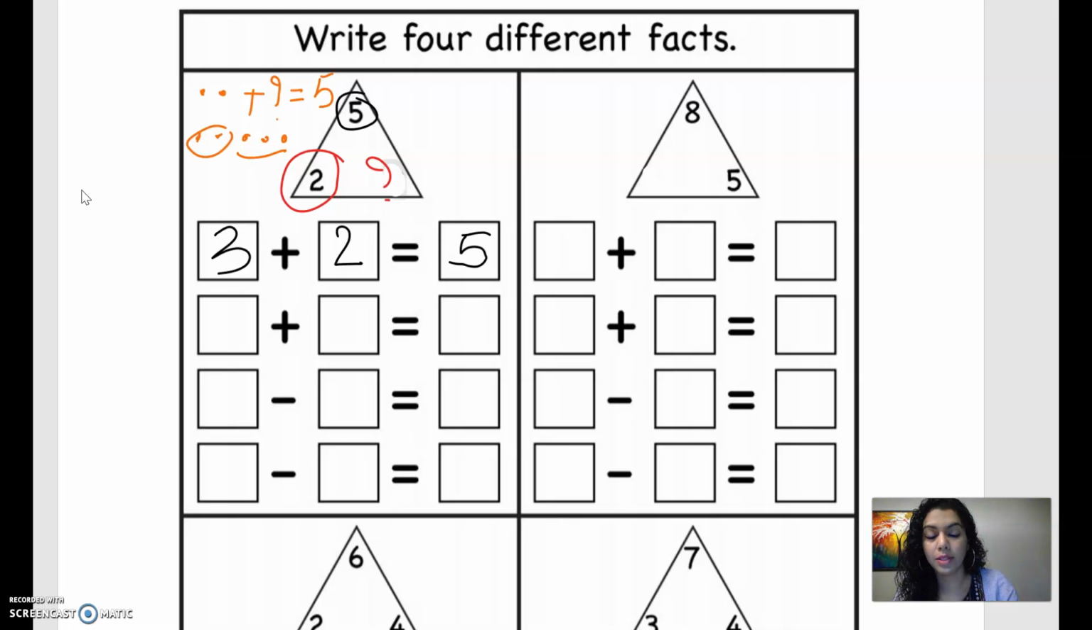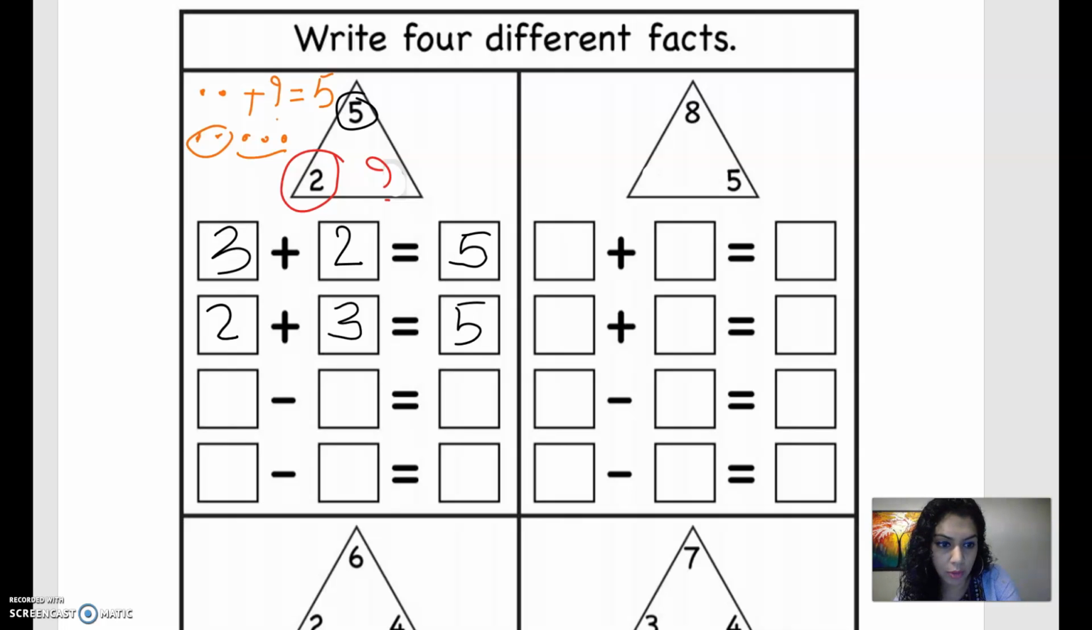How can we write this a different way if we still want our answer to be 5? We are going to use the turnaround rule. Do you remember the turnaround rule? You are going to simply switch the numbers. 2 plus 3 equals 5. Okay. Now there are more facts that we can write.